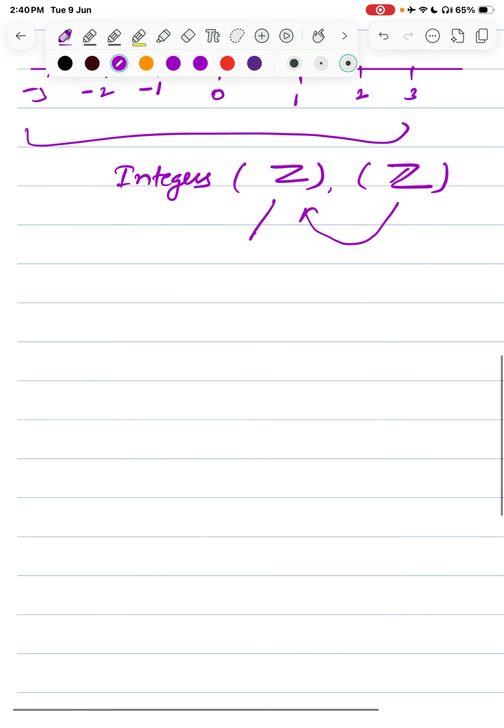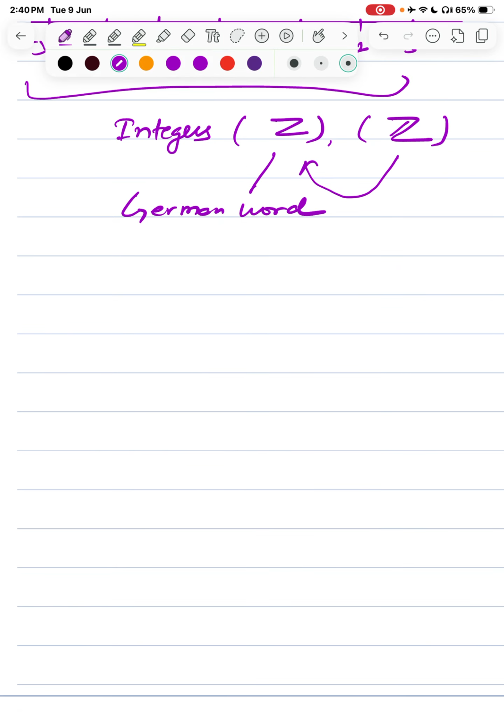And this Z is nothing but a German word. It comes from the German word Zählen, and it means to count.